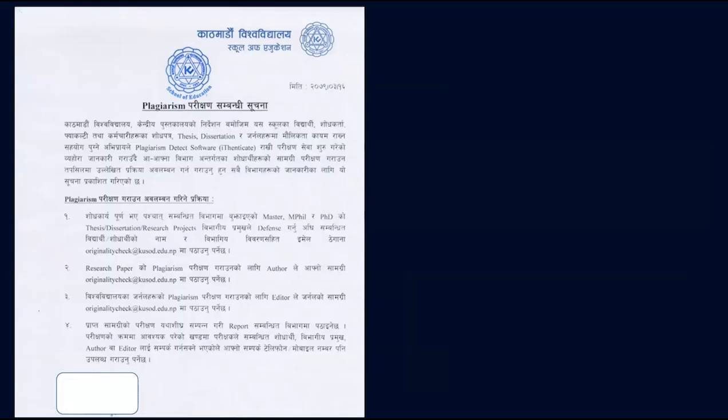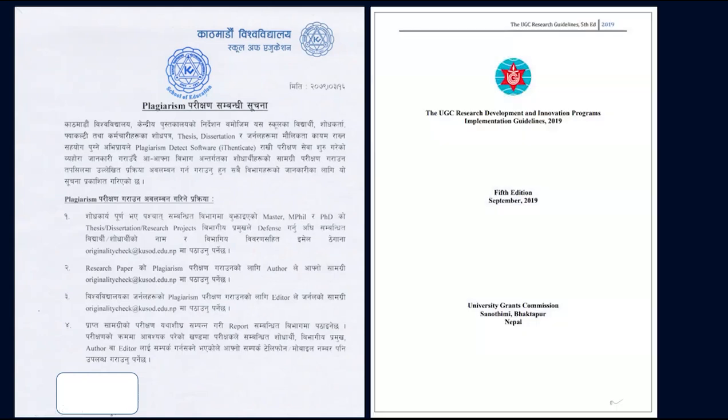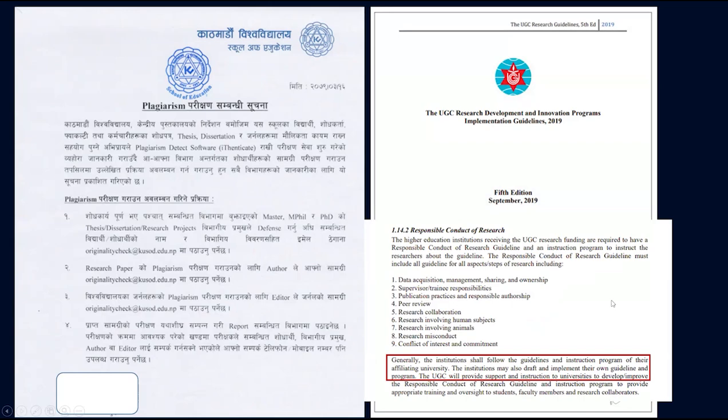Kathmandu University also has a rule regarding plagiarism check, and they also recommended all the masters or doctoral thesis to be checked by iThenticate before being sent for defense, though they have not actually given the degree of similarity accepted. Regarding the University Grant Commission Nepal's recommendation, they have clearly suggested that responsible conduct of research is of ultimate importance, and they have given the responsibility to the individual institution or universities where the research originates.